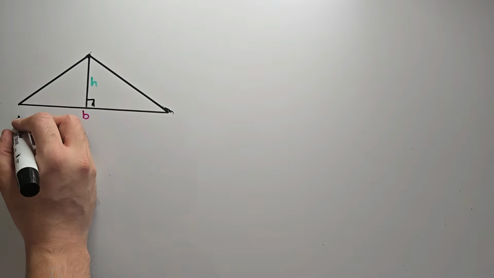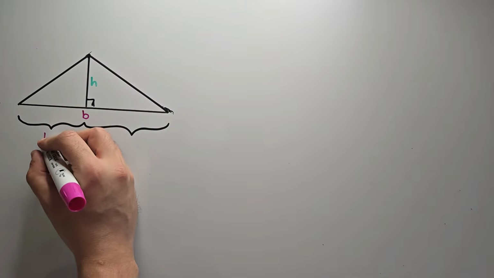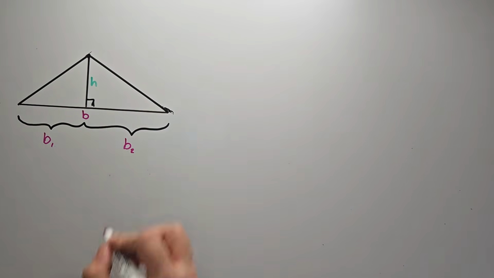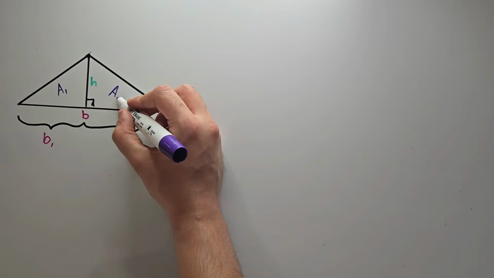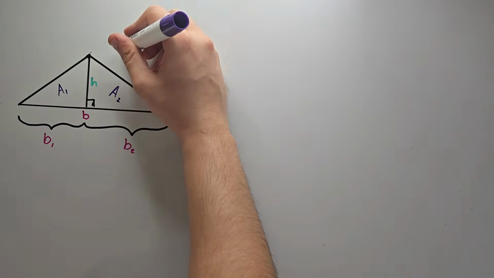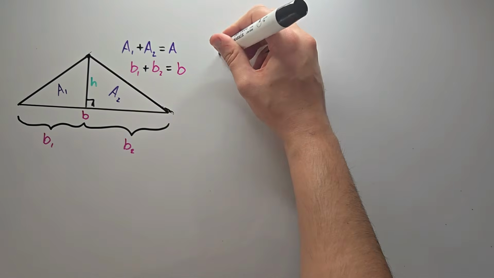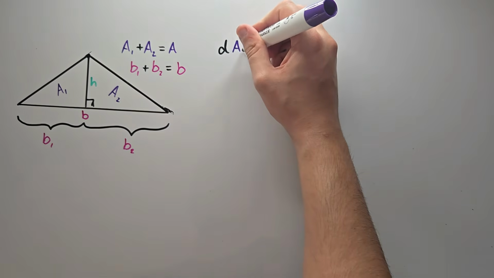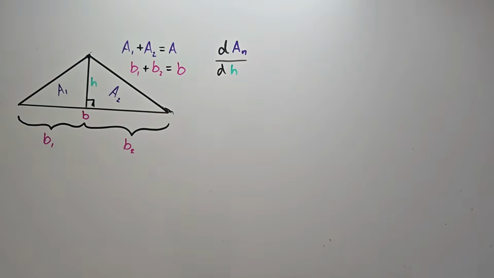We can apply this to any triangle by splitting a triangle into 2 right triangles with a height of h and bases of b1 and b2. We can label the areas of these two right triangles as A1 and A2. We can see that A1 plus A2 is equal to the total area, and B1 plus B2 is equal to the base. Given that we've shown that for a right triangle, the derivative of its area with respect to its height is equal to its base, we see that dAn over dH is equal to Bn for any n.